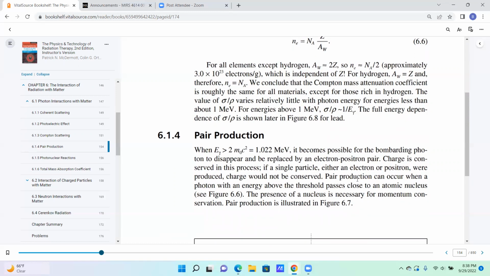When E sub gamma is greater than twice the electron's rest mass energy, 1.022 MeV, it becomes possible for the bombarding photon to disappear and be replaced by an electron-positron pair. The charge is conserved in this process. If a single particle, either an electron or positron, were produced, charge would not be conserved. So pair production can occur when a photon with an energy above the threshold passes close to an atomic nucleus.